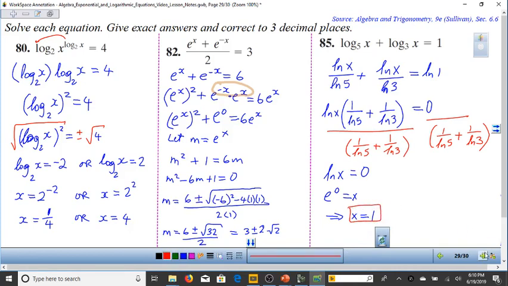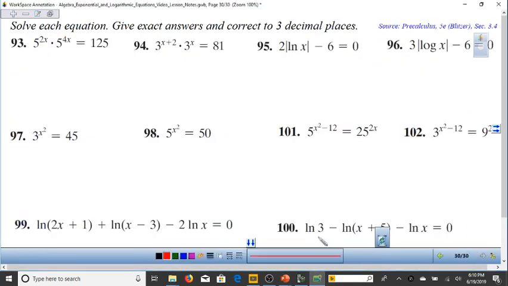Now for these last set, we'll just do as many as we can here. If you notice, all of these for number 93 are at the same base. It can be written as base 5. So we have 5 to the 2x times 5 to the 4x. 2x plus 4x is 6x. And this is 5 to the 3. So all we have is 6x is equal to 3, which means x is equal to 1/2.